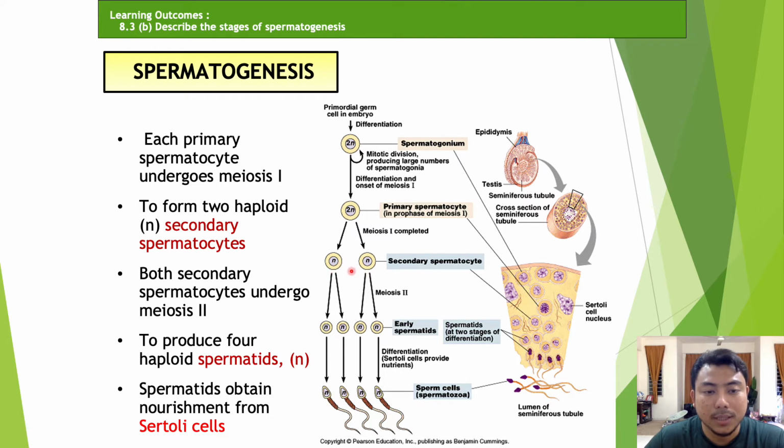Now it is haploid. After both secondary spermatocytes undergo meiosis 2, they will produce four haploid spermatids. This is what we call a spermatid. So what is the difference between spermatid and spermatozoa? Spermatid has not developed into the full structure of a sperm cell yet. But spermatozoa has fully developed into a sperm cell, where we have the head, the middle piece, and the tail. The spermatids obtain nourishment from Sertoli cells.